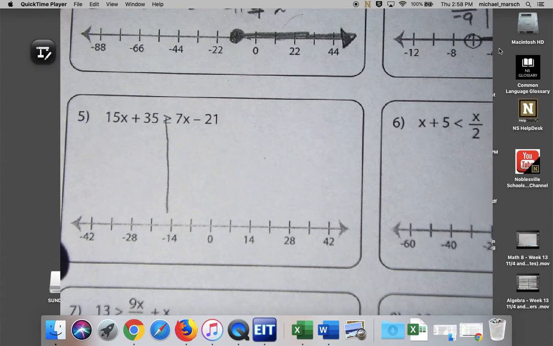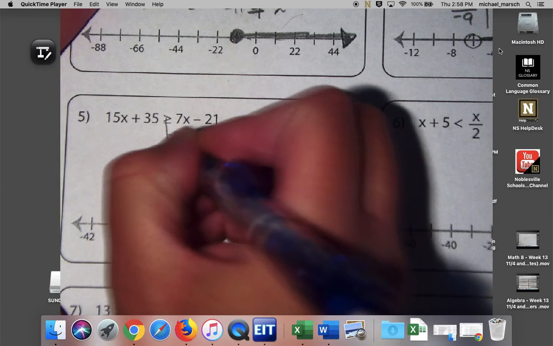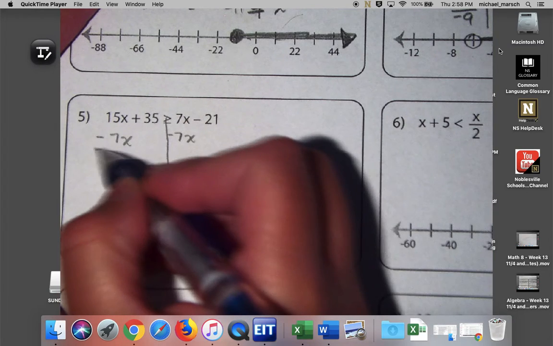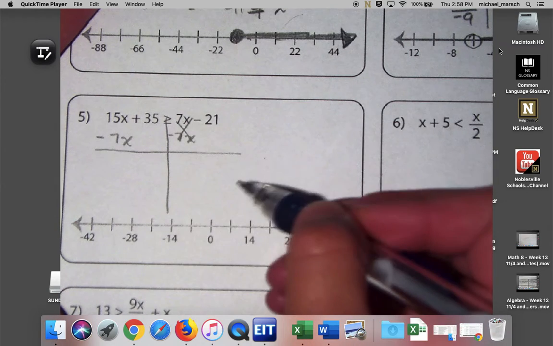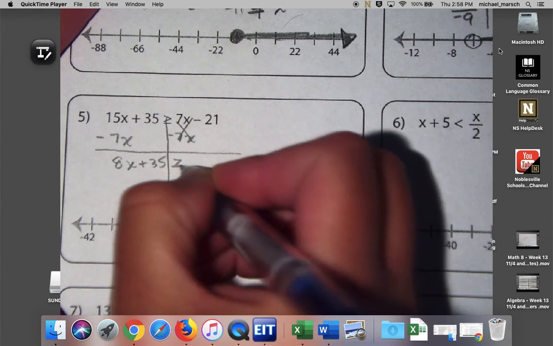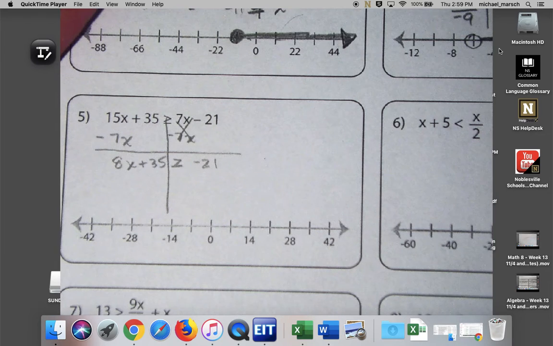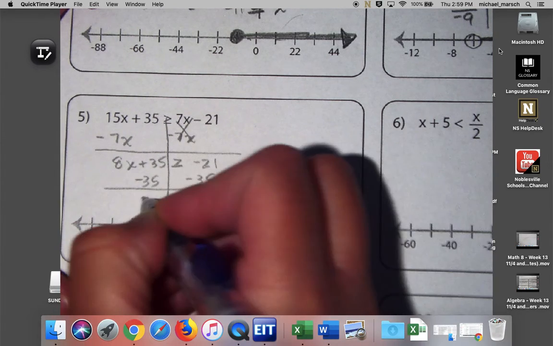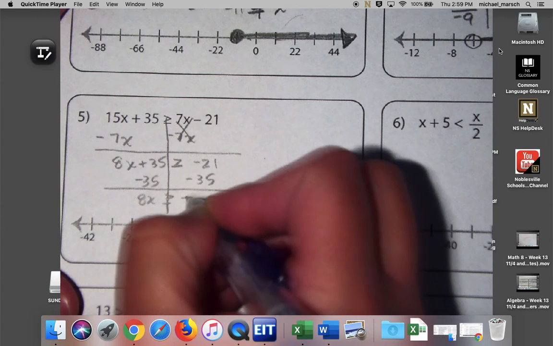All right, so for number 5, I drew my wall of equality. I need to get all of my variables to one side. So I'm going to subtract the 7x. And now I'm going to have 8x plus 35 is greater than or equal to negative 21. Now I have a two-stepper. 8x is greater than or equal to negative 56.